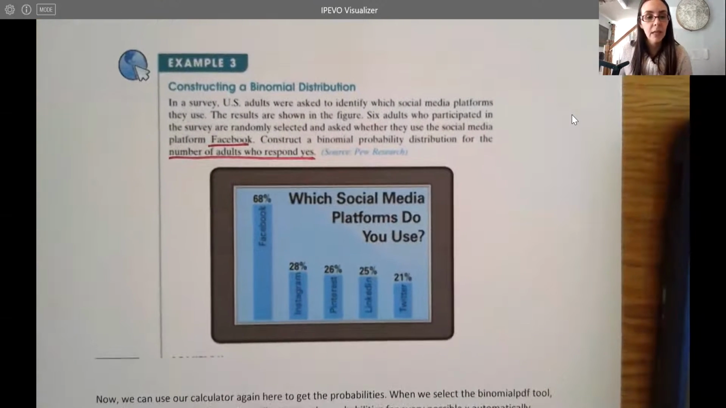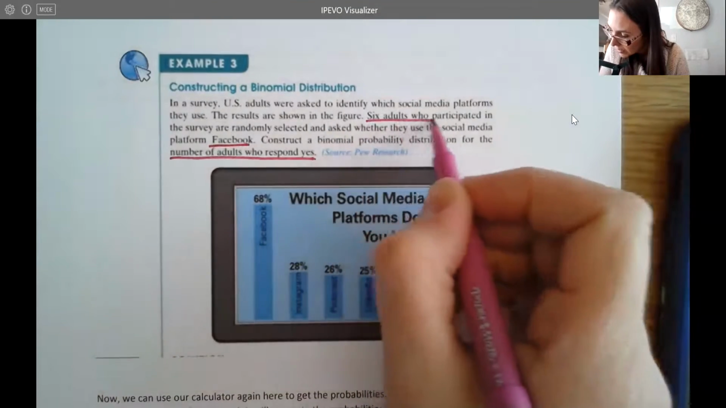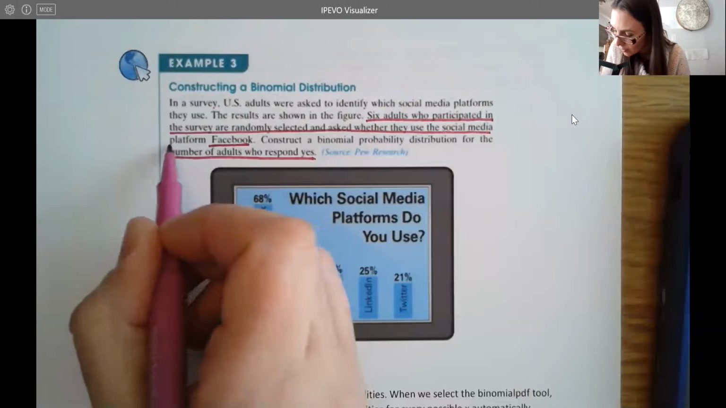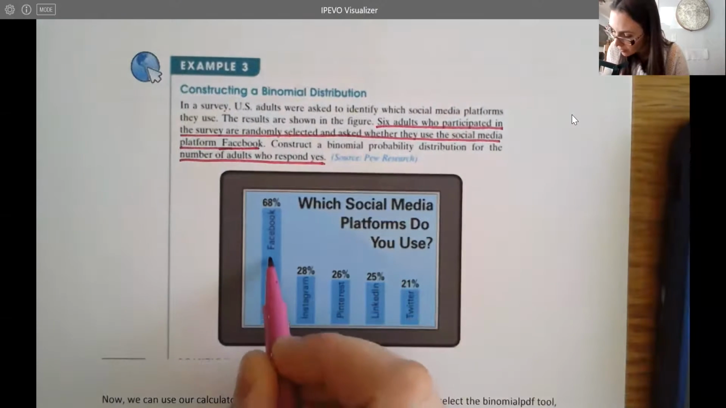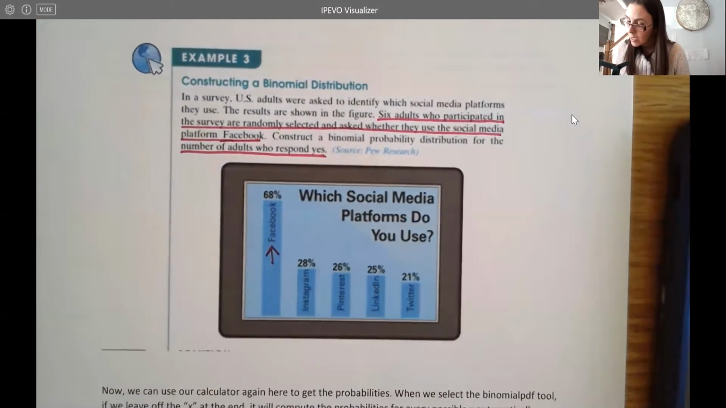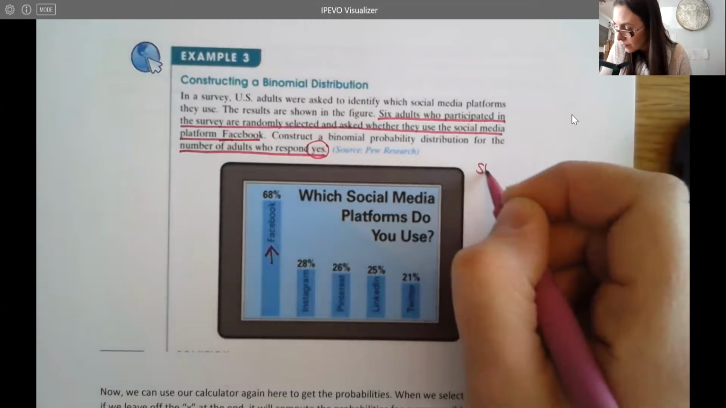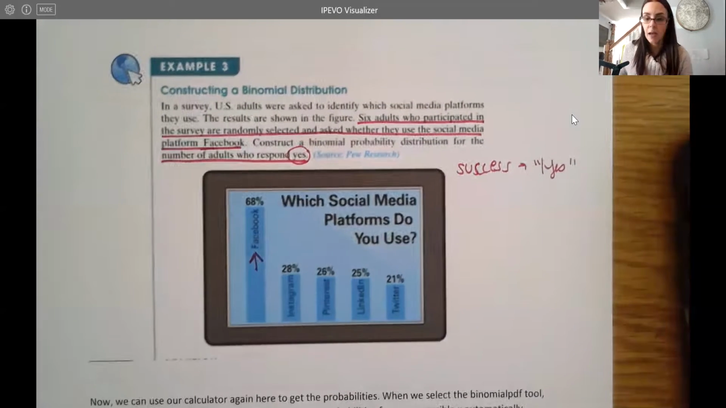All right, let me read through again here. So it says, in a survey, US adults were asked to identify which social media platforms they used. The results are shown in the figure. 6 adults who participated in the survey are randomly selected and asked whether they use social media platform Facebook. So again, we're focusing on Facebook here. Construct a binomial distribution for the number of adults who responded yes. So a success in this case would be a yes answer, right? So that's how we're defining it in this particular problem.